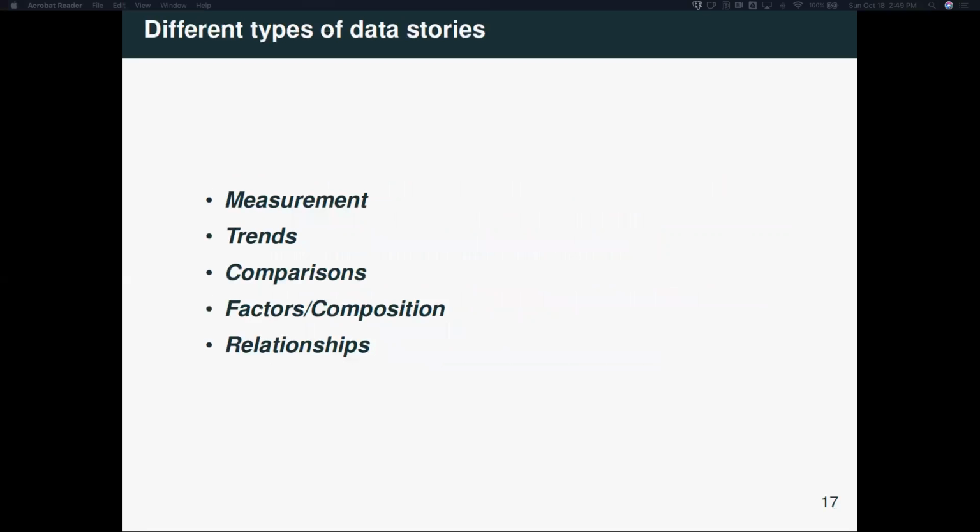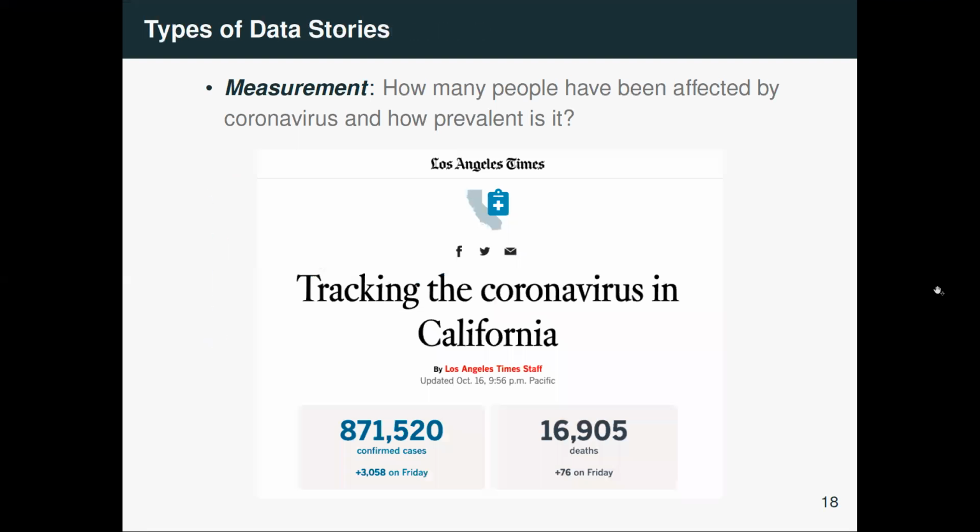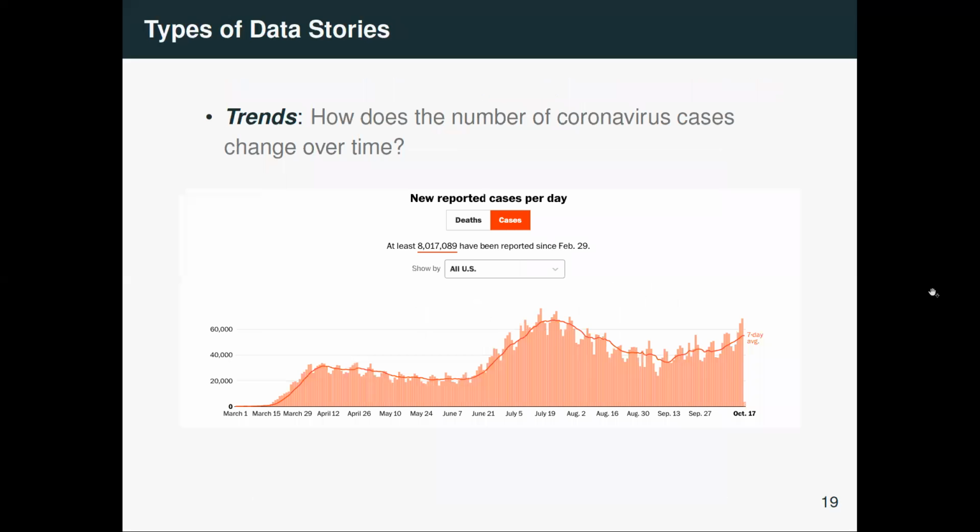So first one is measurement. Measurement stories basically are simple, straightforward reports of simple summary statistics. This example from the LA Times just tells readers how many confirmed cases and deaths of coronavirus there are in California at a specific point in time. So measurement stories can come in something similar like this with a table or graphic, or simply stated in text, but simply it's just saying one number, saying one statistic, and then saying something about it or telling a story around that. The second type is trend stories.